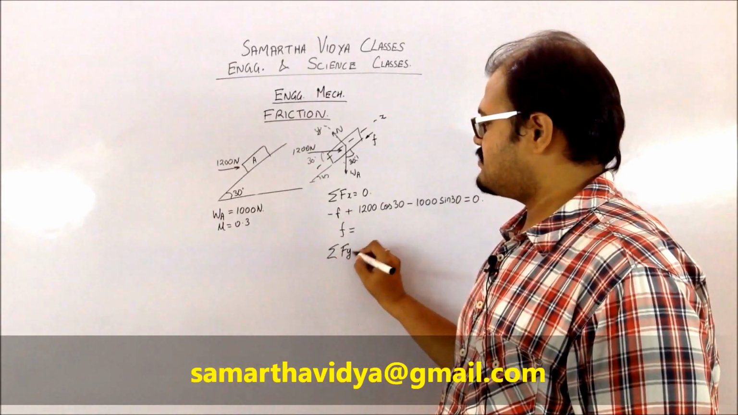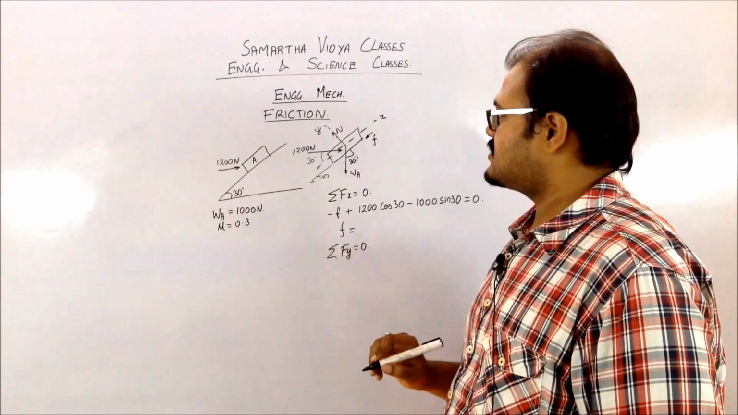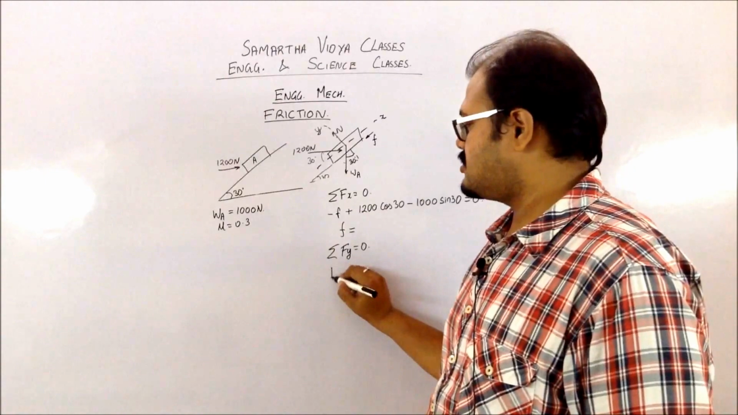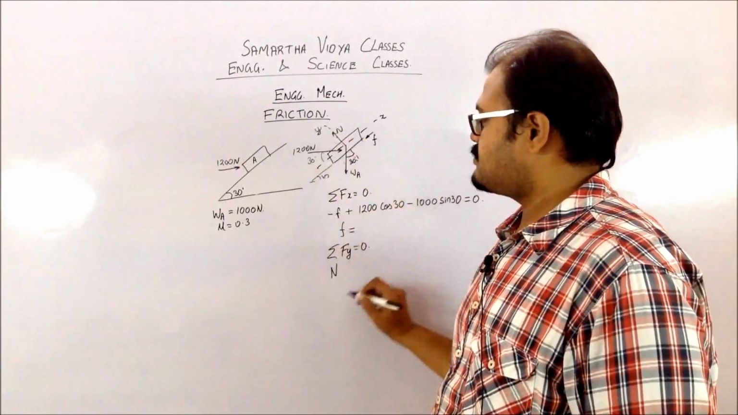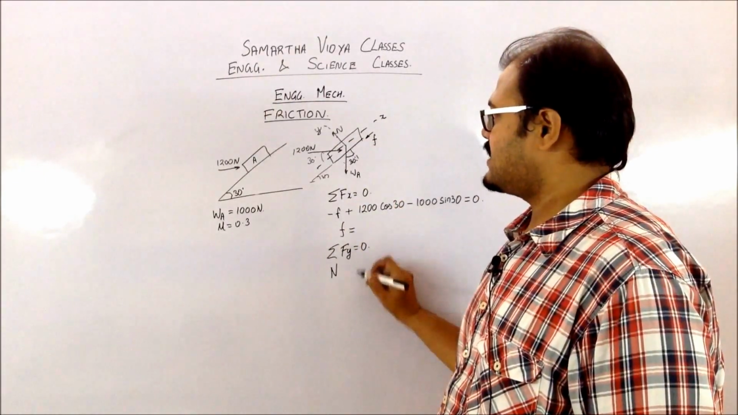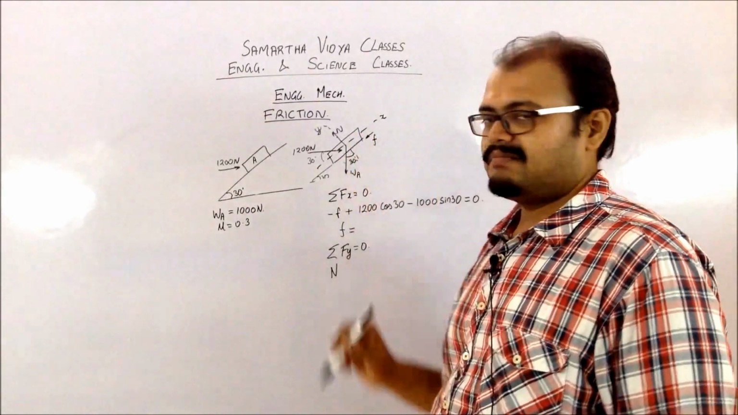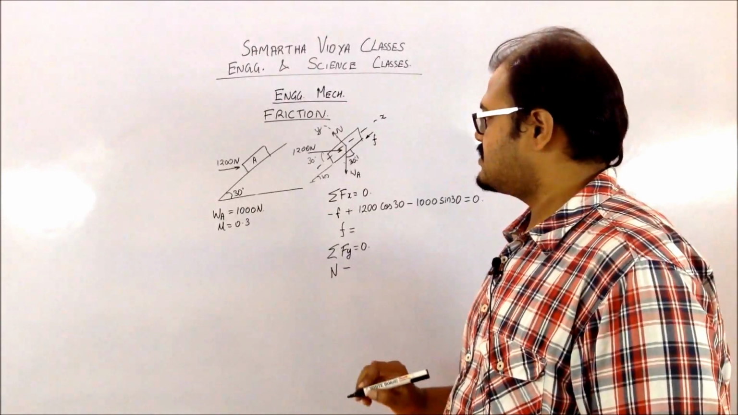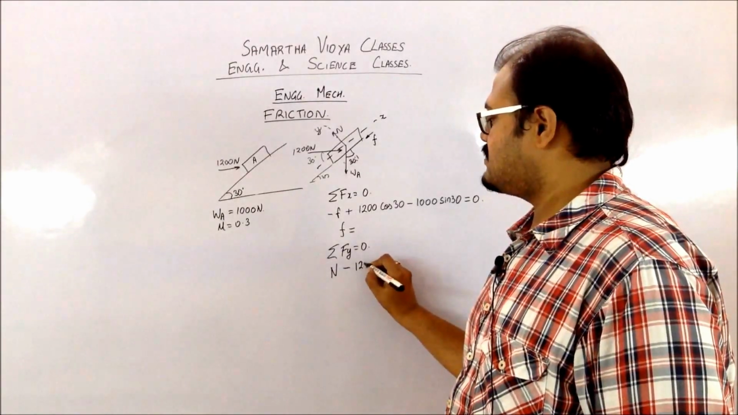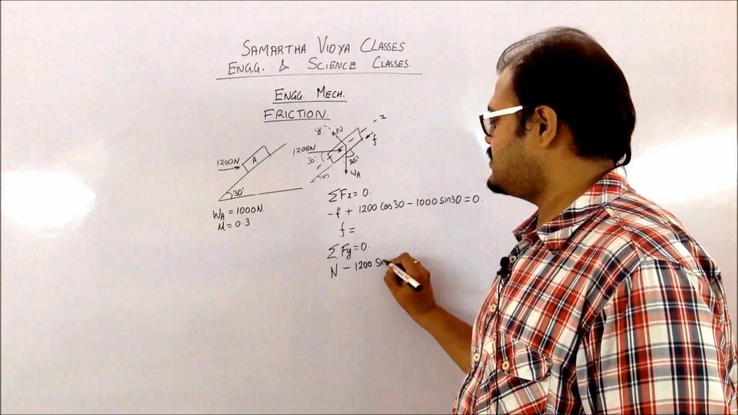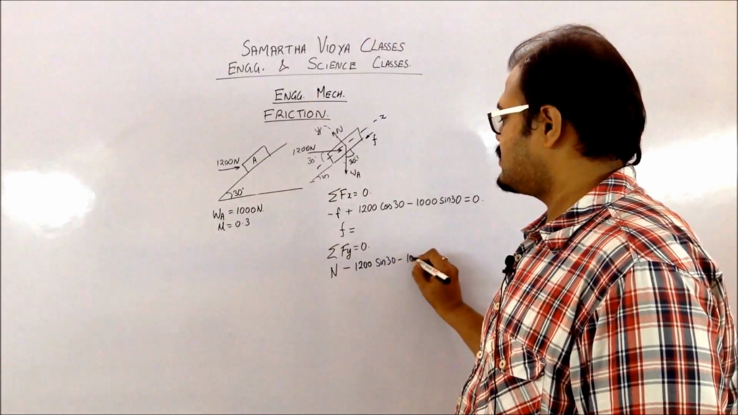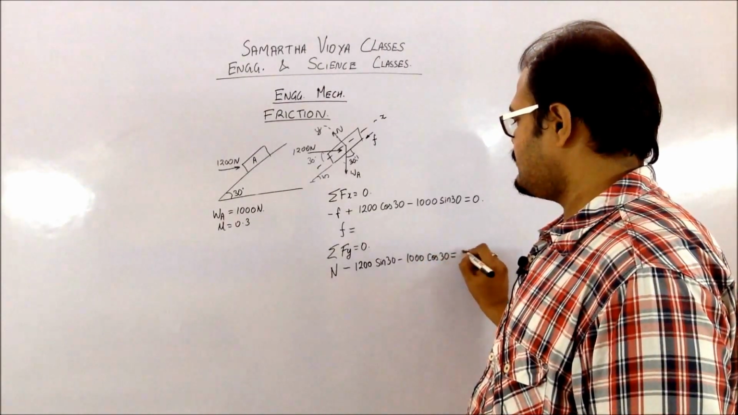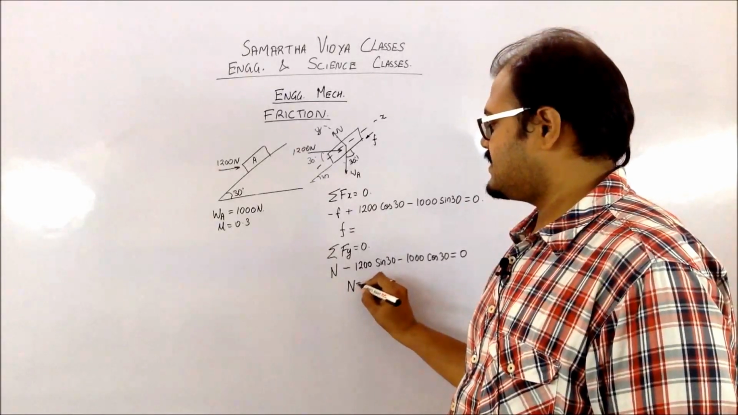Then going for summation Fy equals 0, you will be getting the value of N. So that's going to be N, which is going in the positive direction of the y-axis. Then the components of these two forces along y are going in the negative direction, so both of them will be negative. So that's going to be minus 1200 sine 30 and minus 1000 cos 30. So from this you will be getting your value of N.